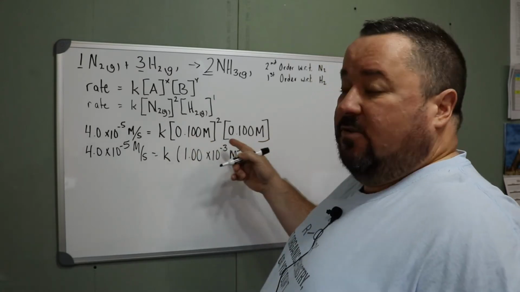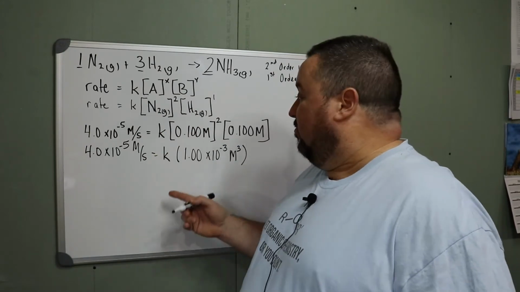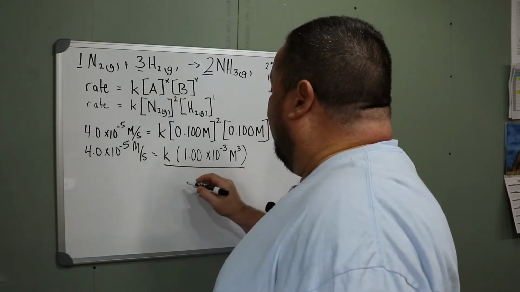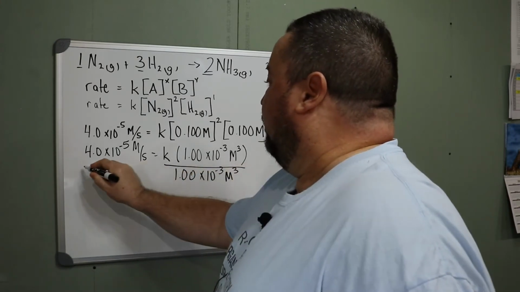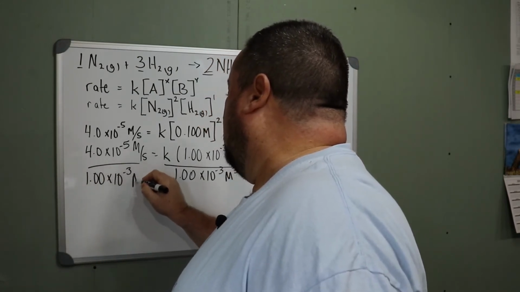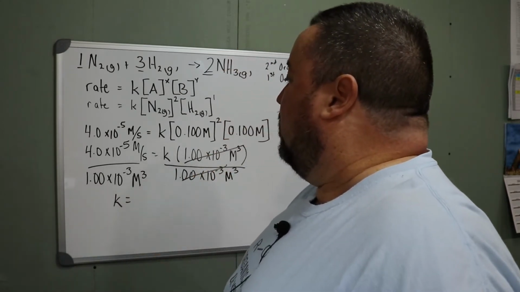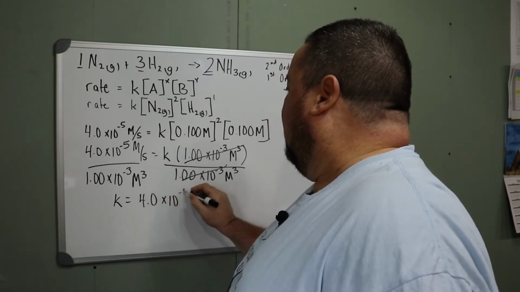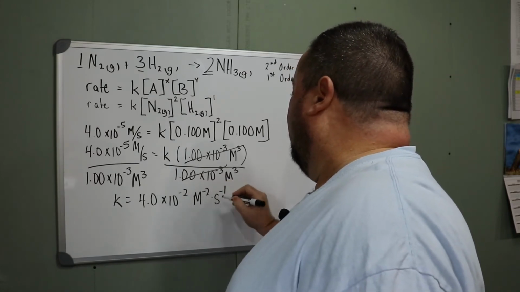So you see, there's no reason to use square brackets anymore. Up here it means concentration of, but once I've substituted mathematical values, you can use square brackets, but you don't need to. To get K on its own, we're going to divide each side by 1.00 times 10 to the negative 3 molar cubed. And I can say that K is equal to 4.0 sig figs times 10 to the negative 2 mole per liter to the minus 2 seconds to minus 1.